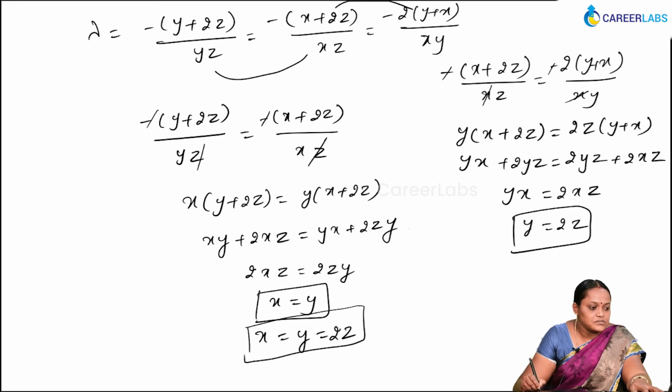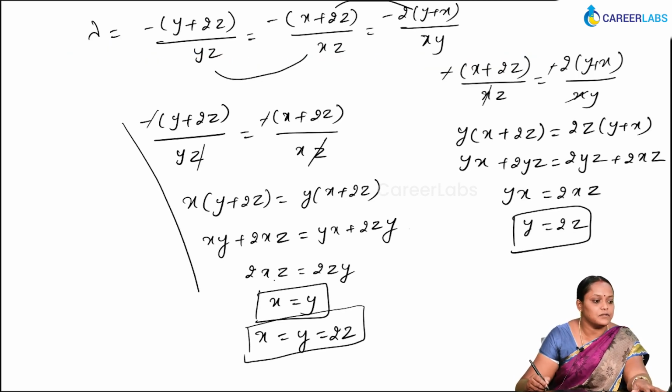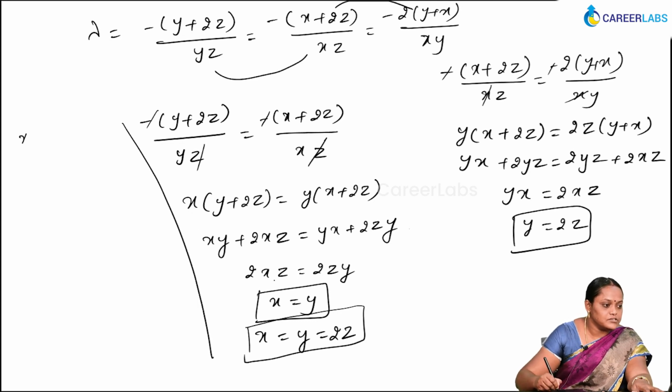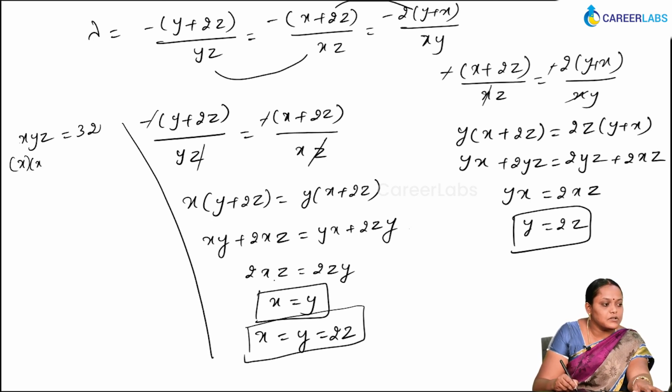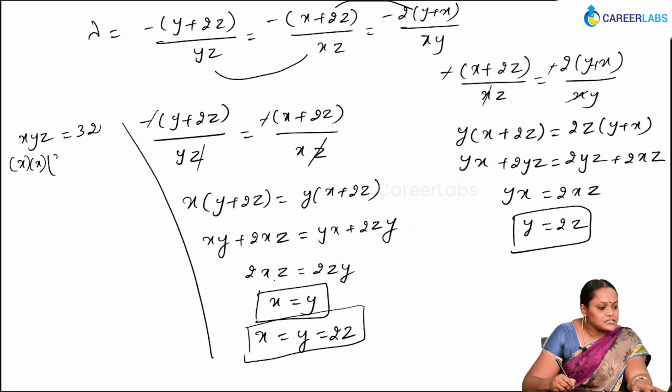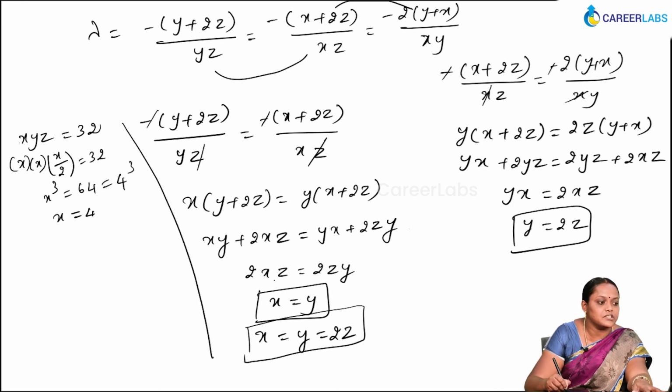Okay. So, based on this we are going to find the value of these things. And what about the other equation? Substituting all these values in equation number 5, that is xyz is equal to 32. When you substitute, what will you get? x is equivalent to y, so it is x into x, and z is nothing but x by 2. So, this is equivalent to 32. So, this is nothing but x cube is equal to 32 times 2, which will give you 64. This is nothing but 4 cube. So, we have got the value of x is equal to 4.